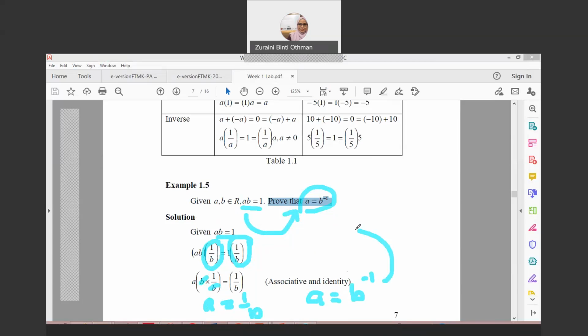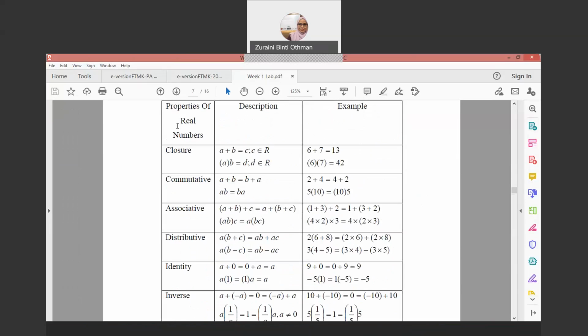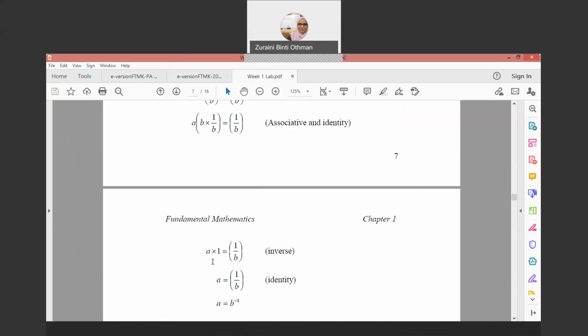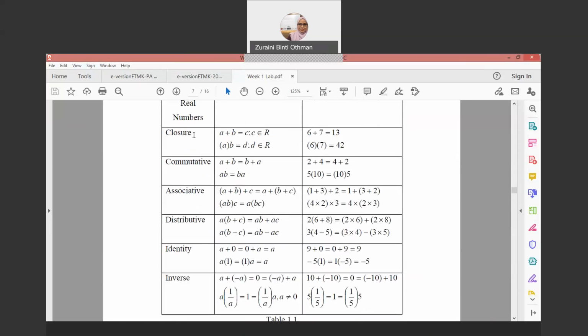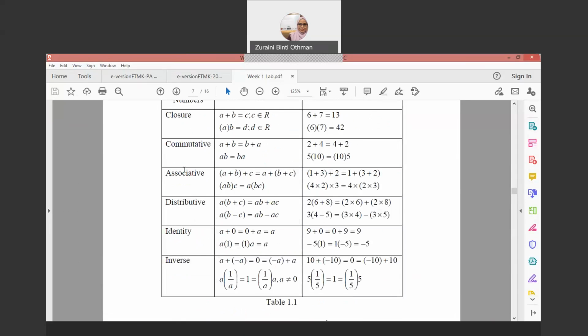Jadi terbukti A bahagi dengan B, B kuasa 1, bila kita nak naikkan dia ke atas, dia akan jadi B kuasa negatif 1. Okay, so sekarang terbukti. Dan dia nak buktikan ni semua pakai properties yang kat sini lah. Kita punya idea ialah pakai properties yang dekat sini ada. Kalau kamu tak tahu pun properties ni sebenarnya macam saya tadi, saya tak tahu, tapi saya tahu the aim is to terminate the B and bring the B to the right side. Itu kita dah tahu dah konsep tu. So kita tak hafal properties ni pun tak apa.